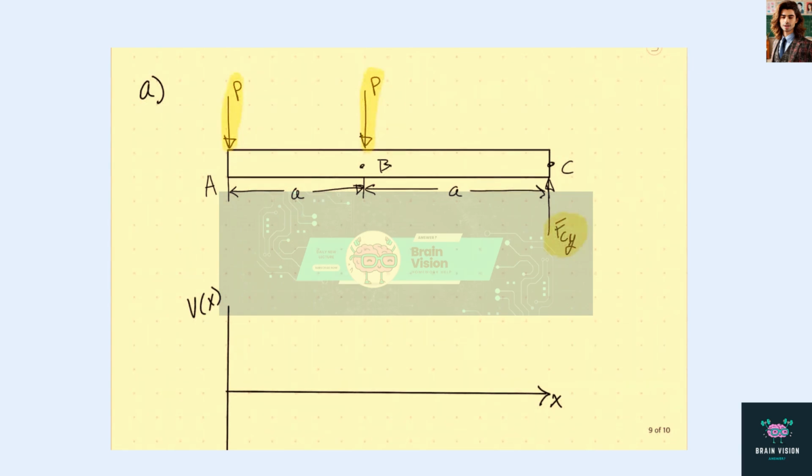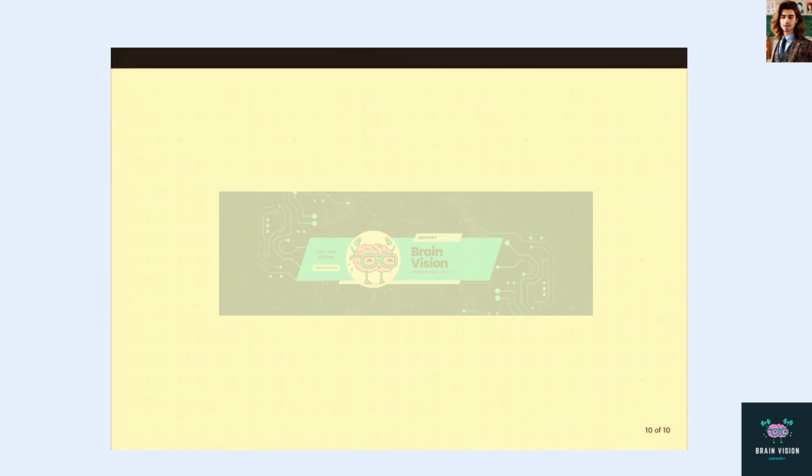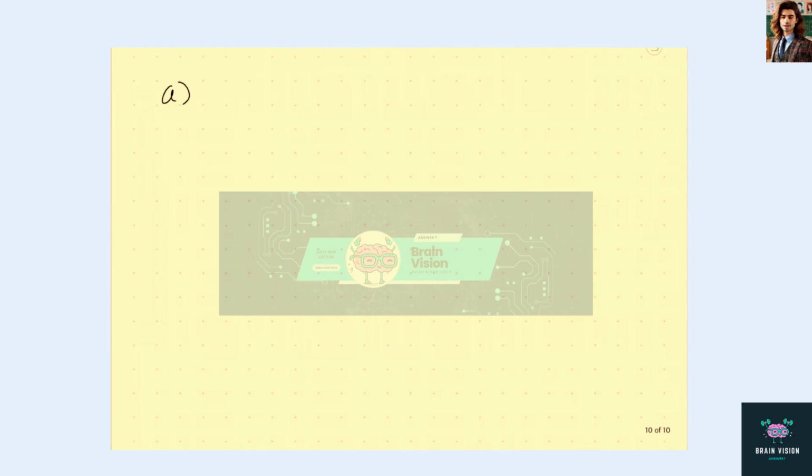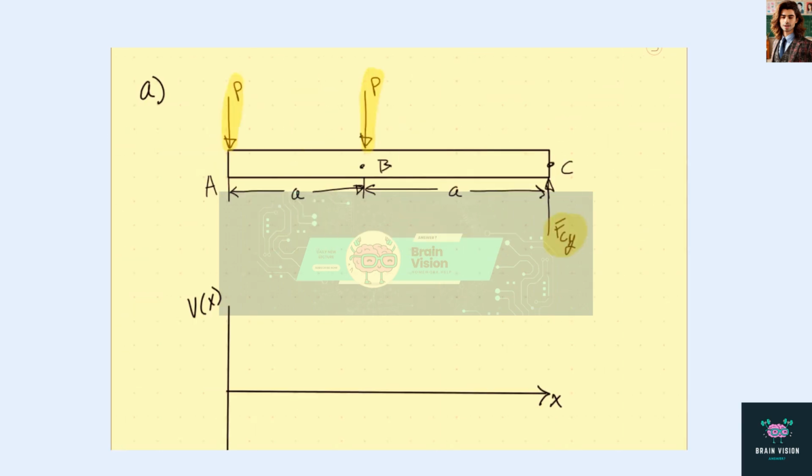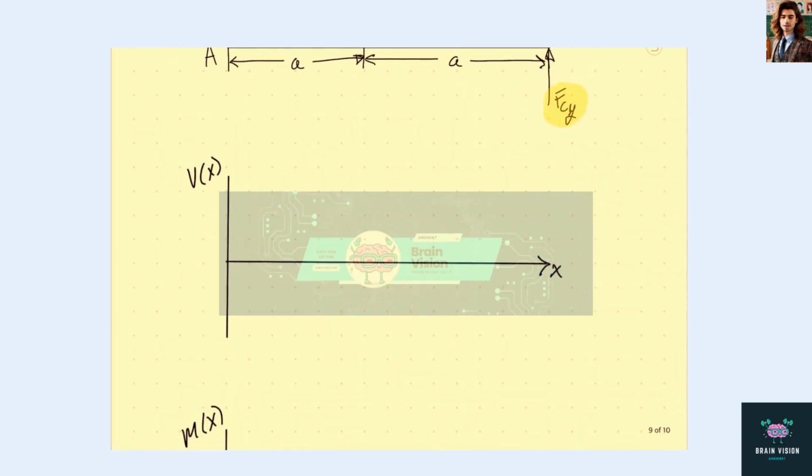To do that, we'll go ahead and sum up our forces, which is going to be negative P minus P plus Cy equal to 0, which means that Cy is going to be equal to 2P. So it's fairly simple right there. And then from this we can go ahead and start to fill out our shear diagram.